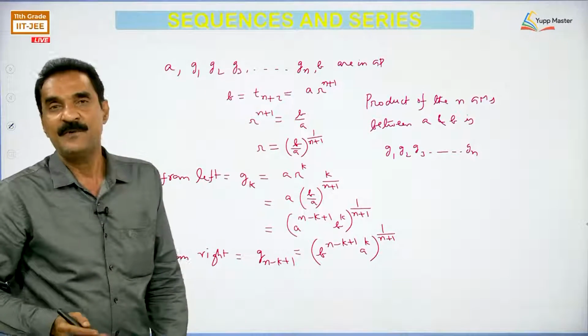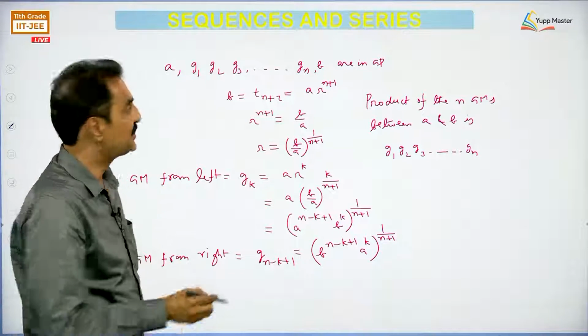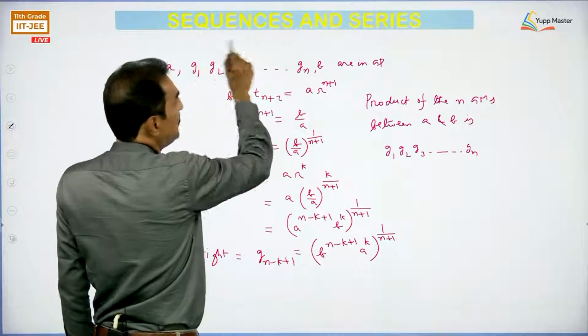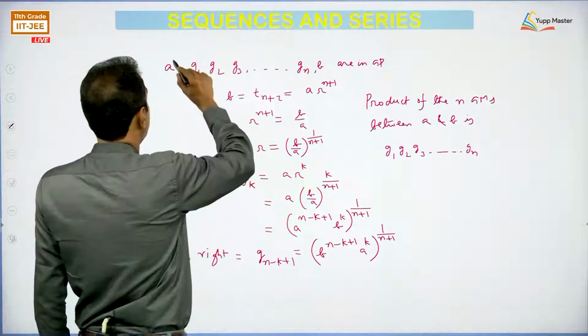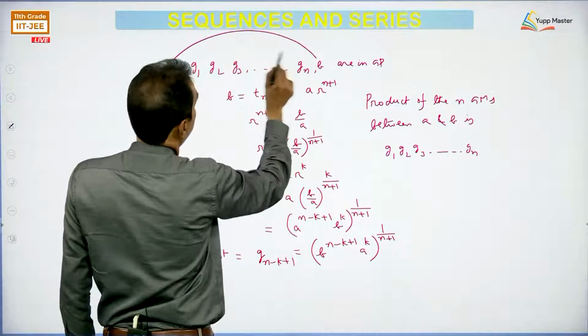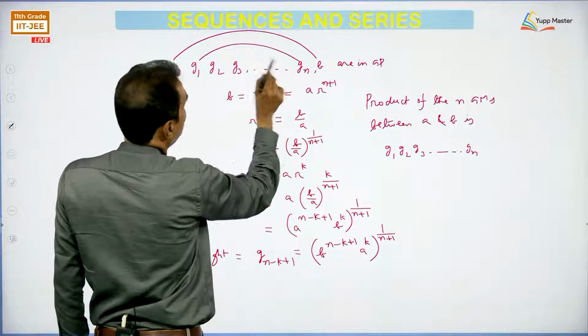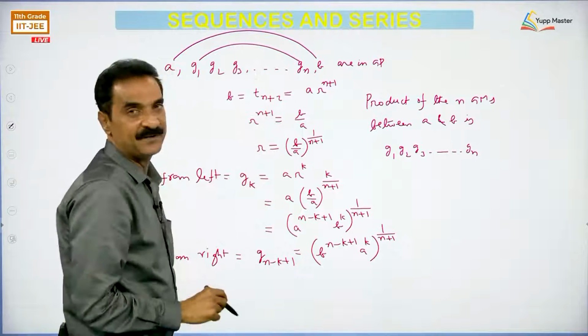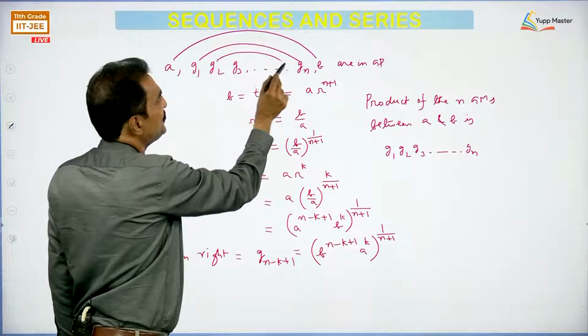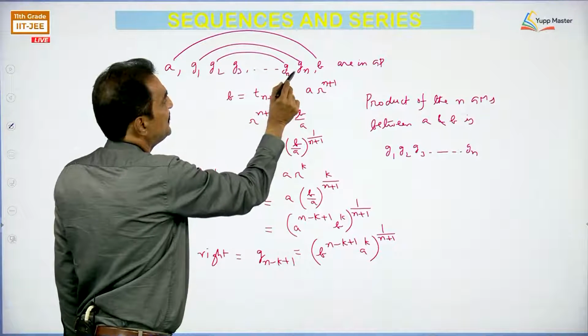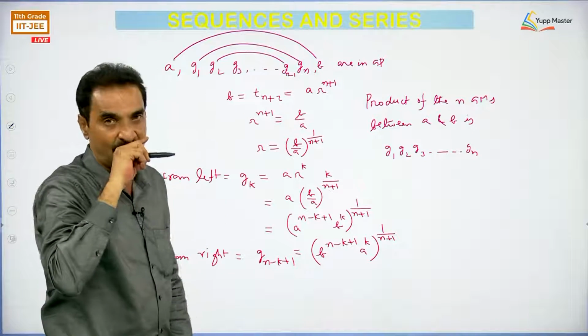In GP, we have discussed one property of a geometric progression. The product of the terms equidistant from left and right will be the same. That means first term into last term will be the same as second term from left into second term from right. So, AB is equal to G1 Gn is equal to G2 Gn minus 1 and so on. Okay.